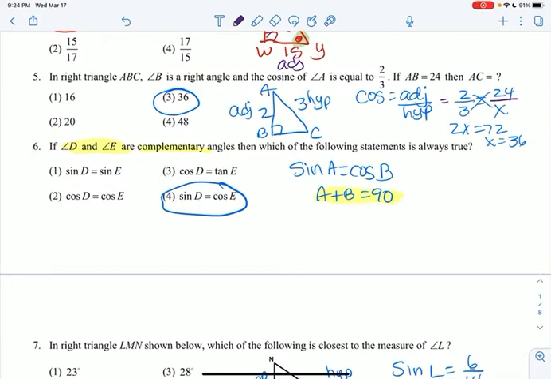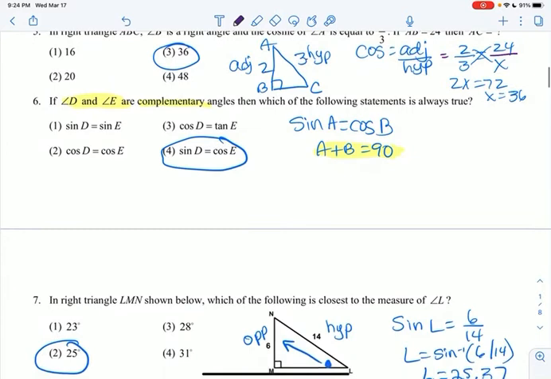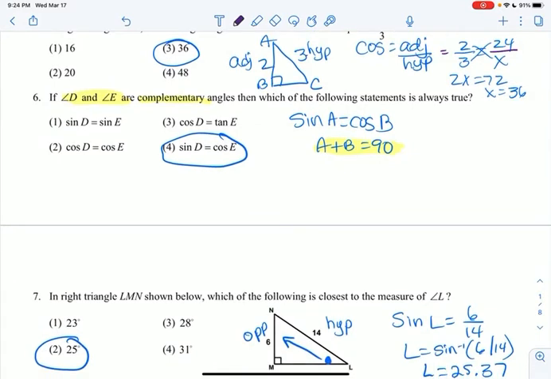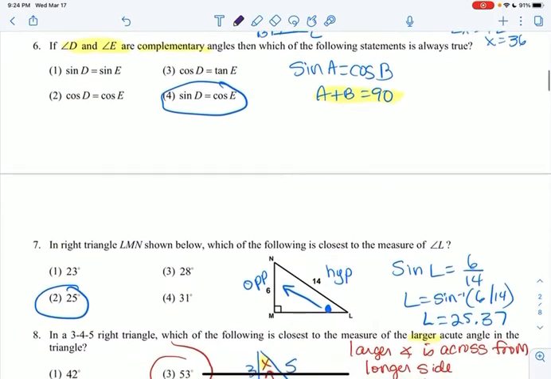Number 6, D and E are complementary. That means that they add up to 90 degrees. Which of the following statements is true? Remember, we learned the sine of A equals the cosine of B if A plus B equals 90. So if I know they're complementary, then that means the sine of one of the angles equals the cosine of the other angle.